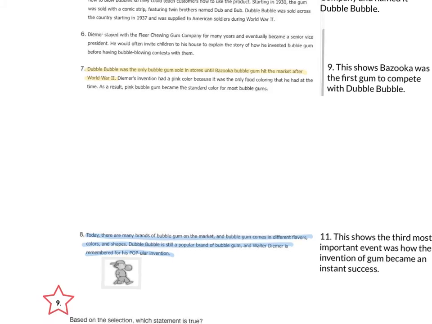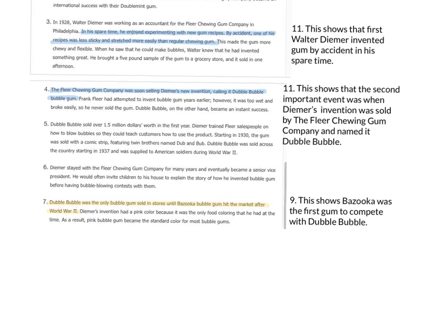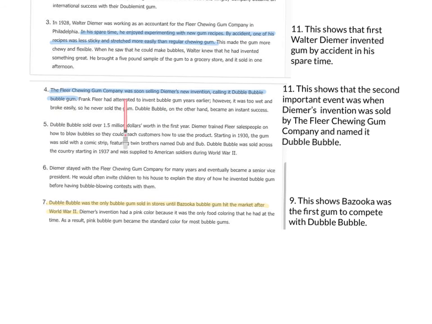In the margin or on the side, right beside my highlight, I'm going to add a text box with the question number, just like you can see here, number 11. And in my own words, I'm going to write what this highlight shows. This shows that the second important event was when Deemer's invention was sold by the Fleer Chewing Gum Company and named it Double Bubble. So notice what I wrote is what this highlight shows.